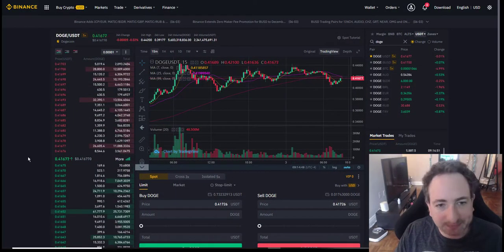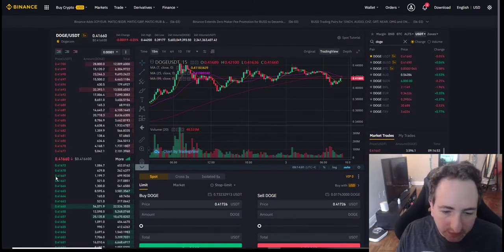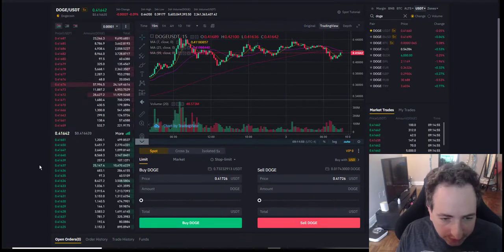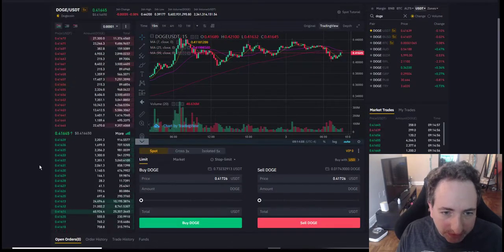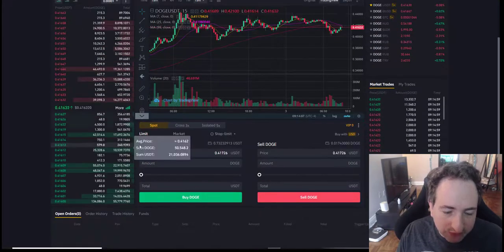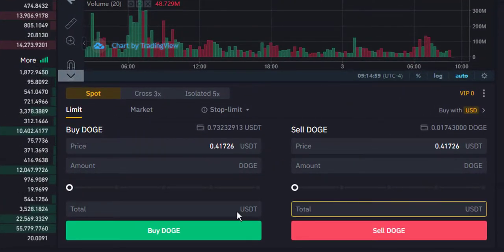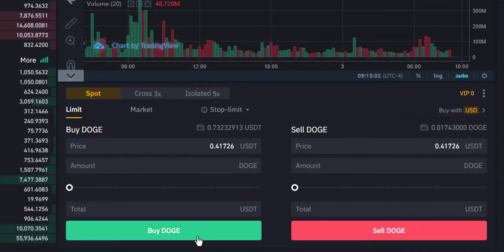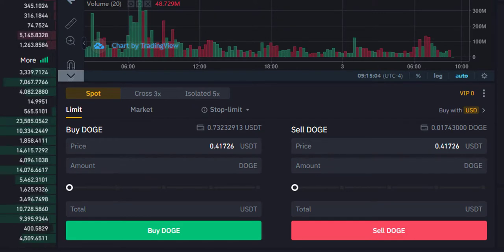What you do here is you want to buy Dogecoin. You're going to focus here. This is where you buy and sell crypto. Today I'm going to talk about two different ways of buying and selling crypto. One is limit and the other one is market. Let's start with market first.